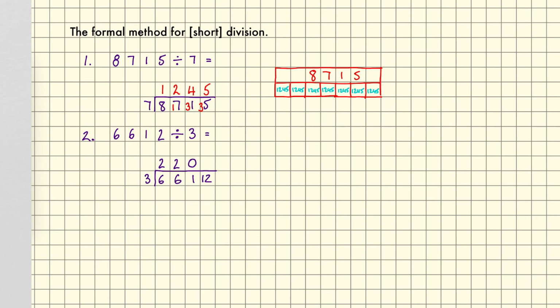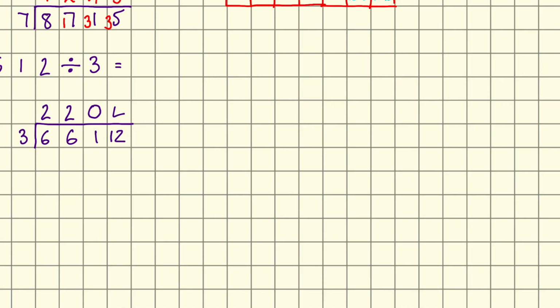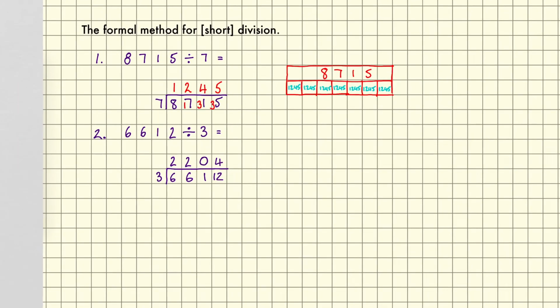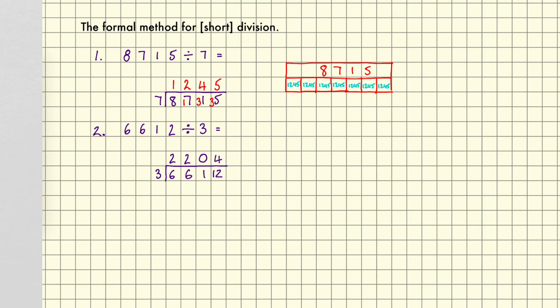Let's count in 3s. 1 times 3 is 3. 2 times 3 is 6. 3 times 3 is 9. 4 times 3 is 12. And there we have our answer, our quotient. Here, the dividend goes here, then the divisor and the quotient. And that is the formal method for short division without remainders.